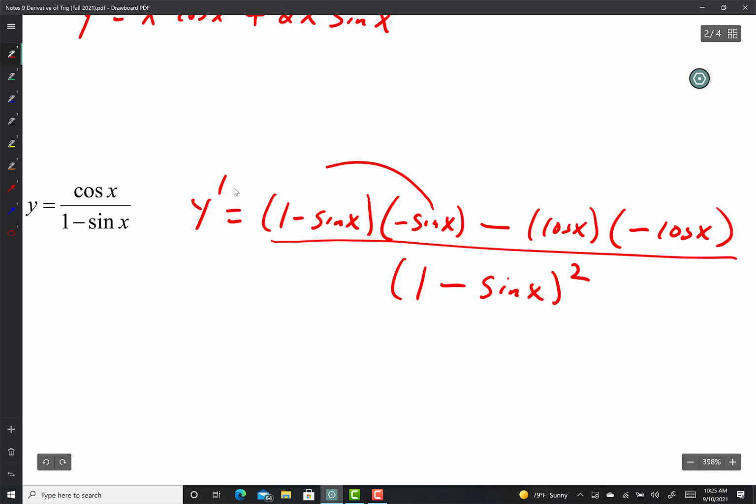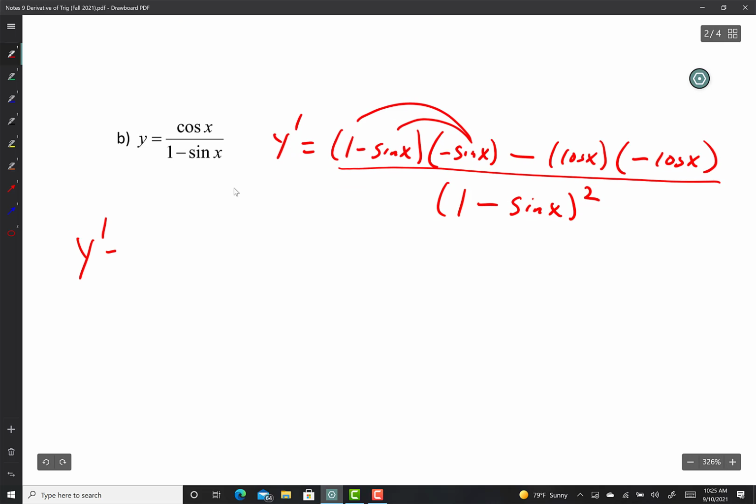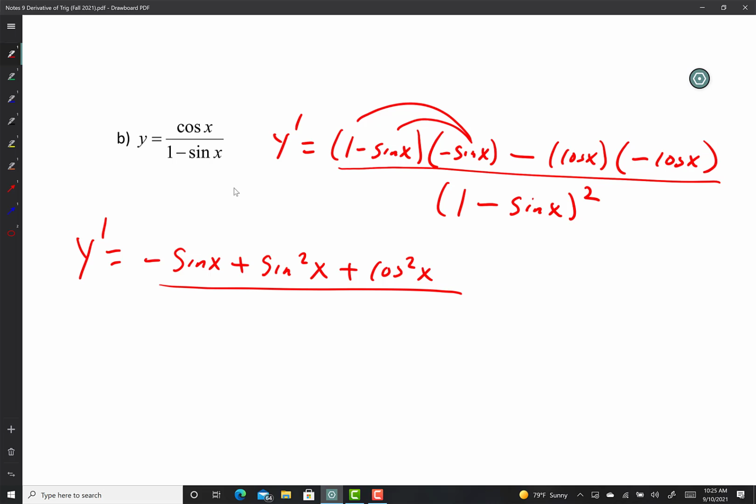So I'm going to distribute. So let's see. It looks like there might be a property here that we can use. Negative sine x plus sine squared x plus cosine squared x. Notice where I put the square. If you don't put the square after the x, then put parentheses on it and then put the square on the outside. Do not put the square after the x. All over 1 minus sine x squared. Are you guys still okay?